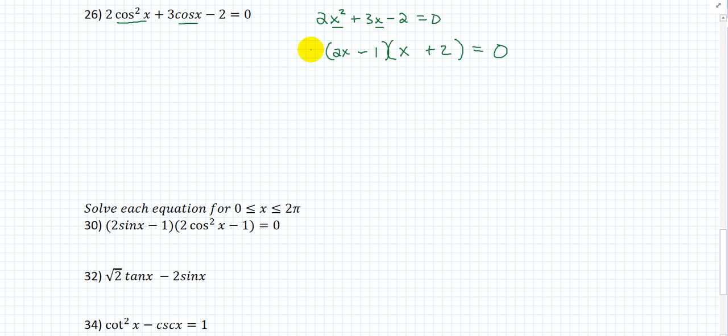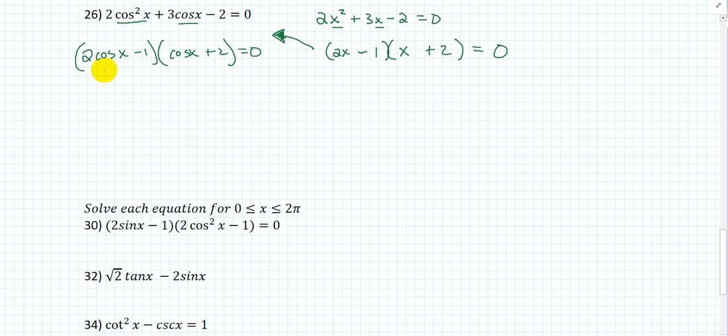But what happens is this is the same thing I go over here. So instead of x, I write cosine. So I got 2 cosine x minus 1 times cosine x plus 2, and that equals 0. So you don't have to do this over here. I just wanted to show you that if you're struggling with looking at all these trig functions and remembering how to factor, you could replace the same trig functions with a variable and then solve from there.